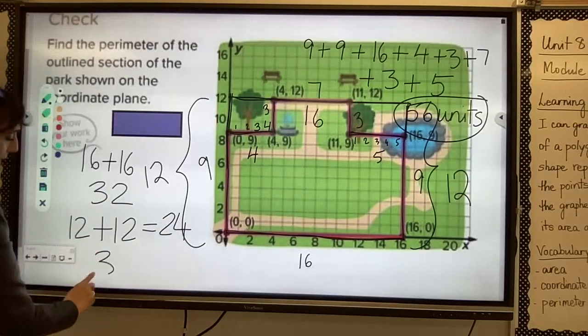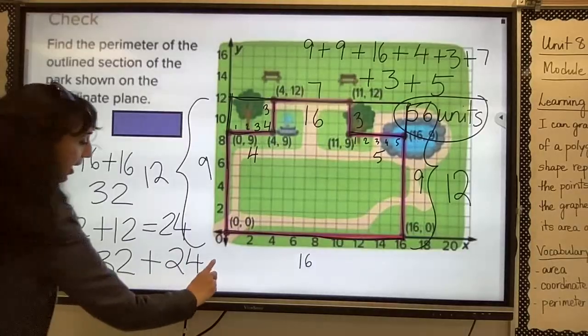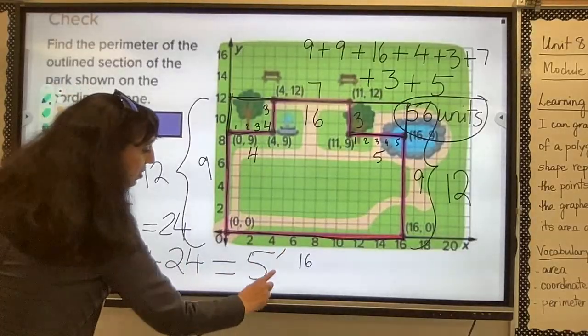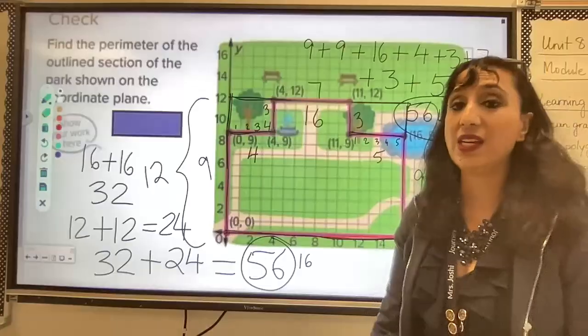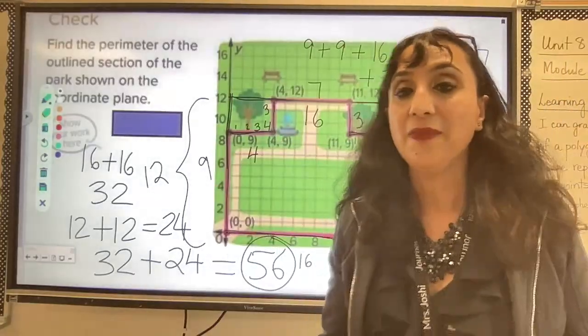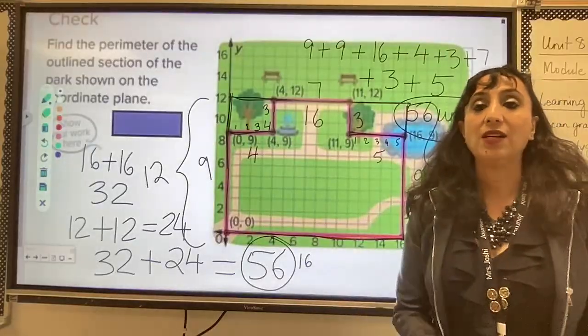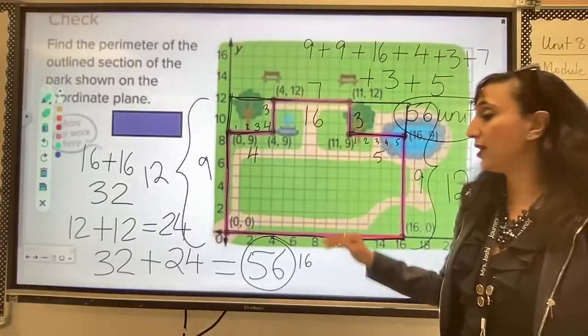Now, let's look at this. What is 32 plus 24? And I actually again get the same answer, which is 56 units. So this actually makes it very easy. If you look at that shape as a rectangle, you know that in a rectangle, the opposite sides have the same value. So if you have something like this, think of it this way.